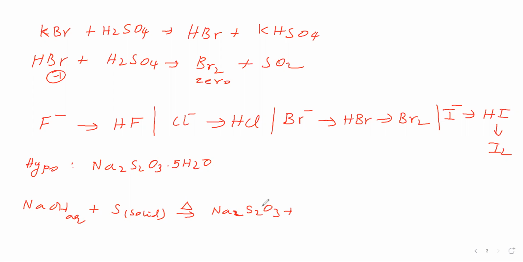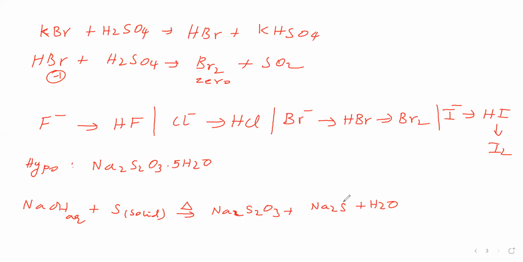Na2S2O3, hypo, we are getting. Then we are getting Na2S and water. So we are getting hypo. Now its properties: hypo is used in photography. Hypo is colorless crystals, we can say.